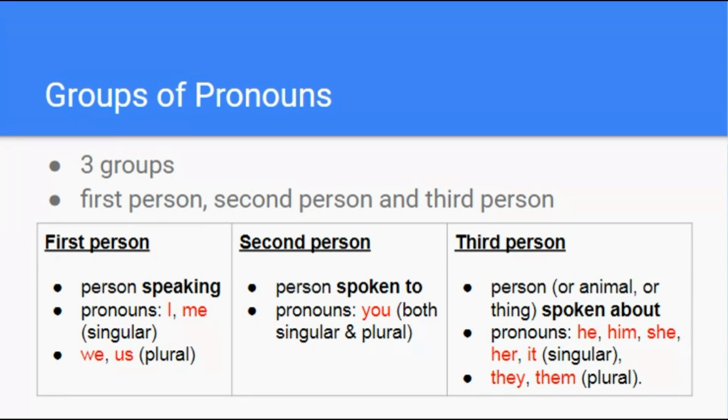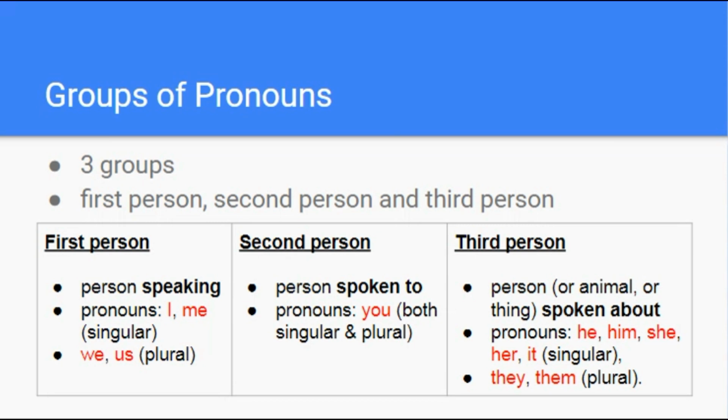So "you" is the word which is used for both singular and plural second person. Then we have the third person, which is a person or animal or thing which is spoken about. So third person is basically the subject of your discussion, right? You're talking about a person or an animal or a thing. That is the third person.